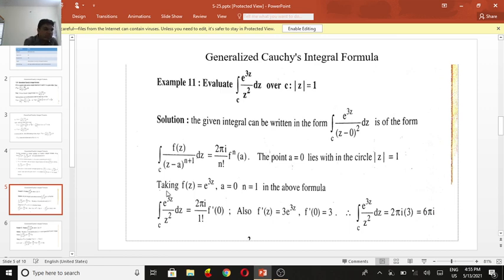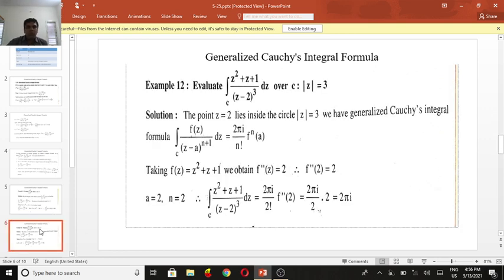Substituting, f of 0 equals e power 3 into 0, which is e power 0, that is 1. The derivative f dash of z equal to 3 e power 3z, so f dash of 0 equals 3 into e power 0, which is 3. Therefore the integral of e to the power of 3z divided by z square dz is 2 pi i times the first derivative at a equals 0, which is 3, and 1 factorial is 1. So the answer is 6 pi i.